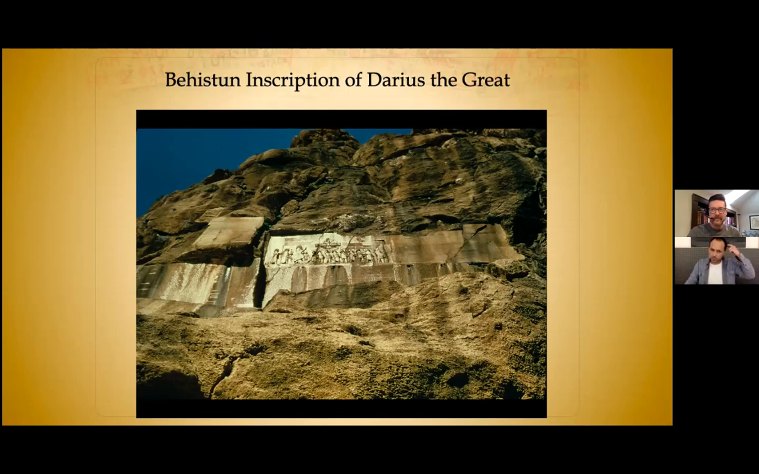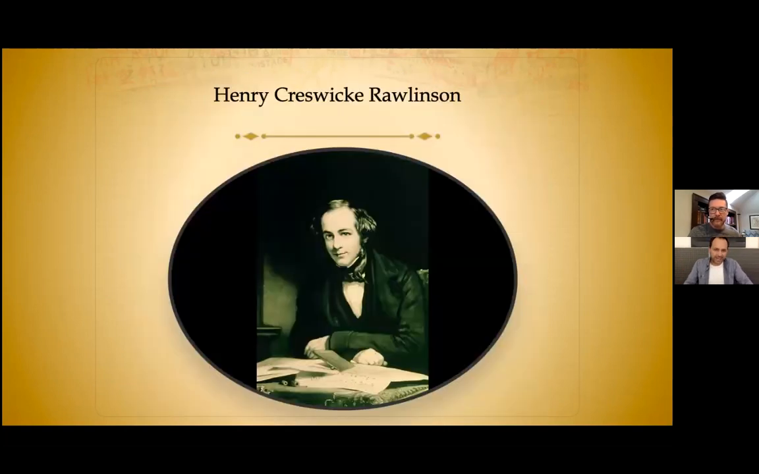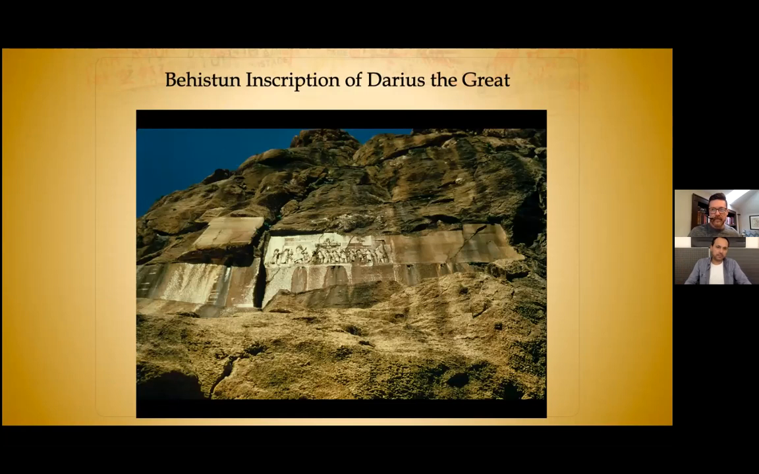Can you tell me again what we're seeing on the screen? This is called the Behistun inscription of Darius the Great. Where is it? In Persia. That's right, and it's in modern day Iran.